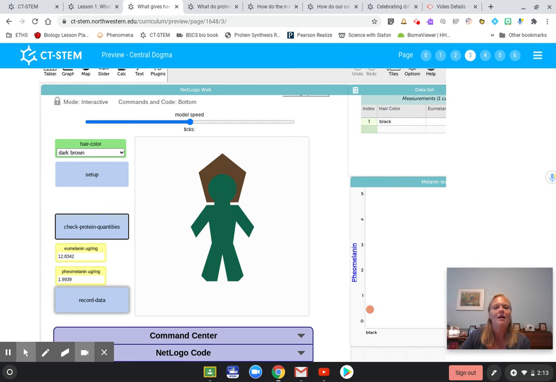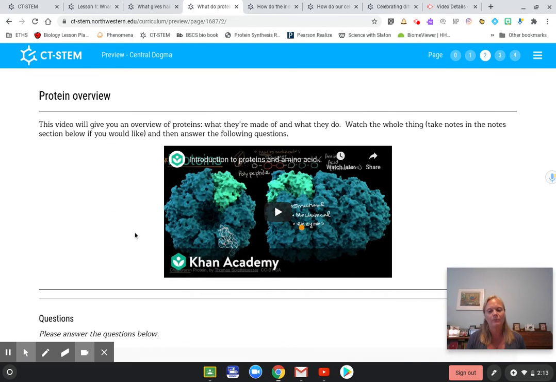We're then going to do an overview of proteins and look specifically at the structure-function relationship of proteins and how important that is. And this lesson is going to be using more traditional means of videos and readings. But then we're going to need to figure out how that protein gets made.